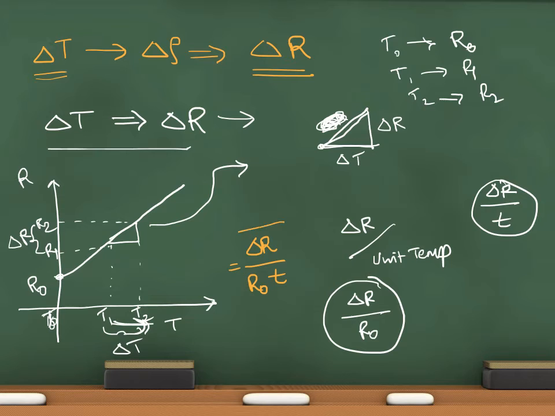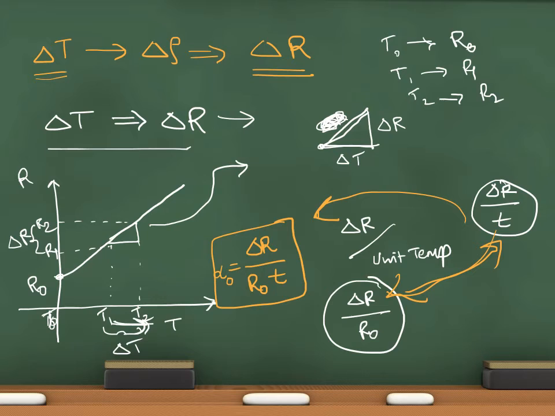I want an entity to define a property of a material that is called temperature coefficient, alpha naught. That will give me, due to these two things, this equation. Okay, I need a temperature coefficient. Coefficient is a relation. It will give a relation between change in resistance with respect to original resistance R naught per unit temperature.